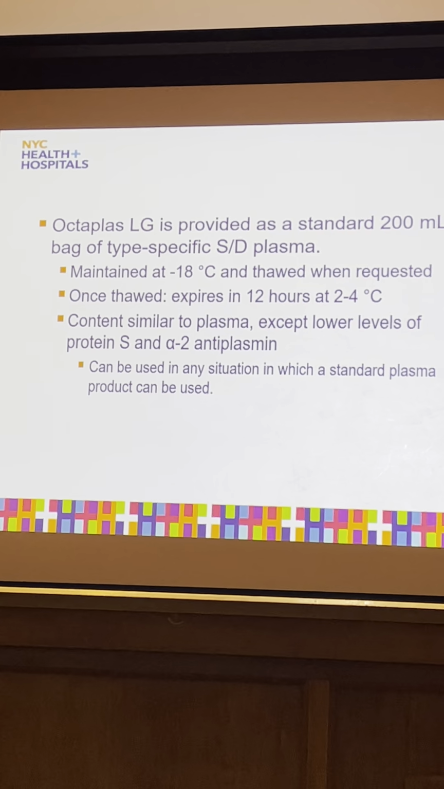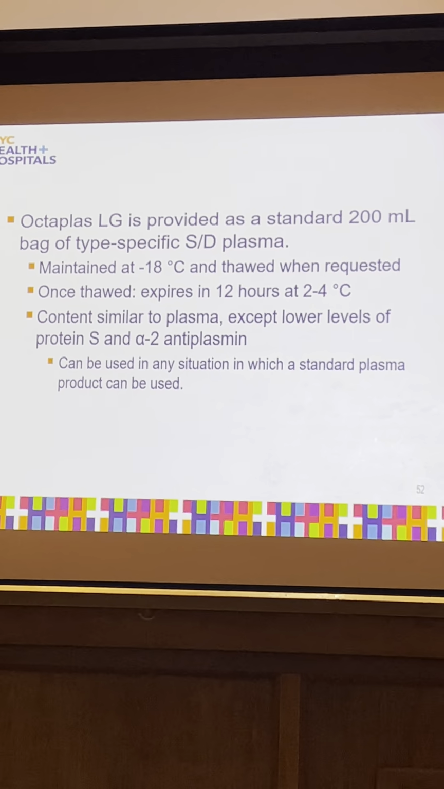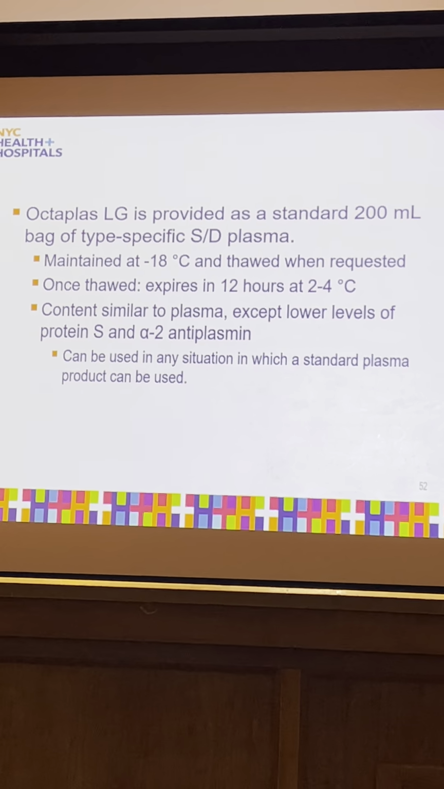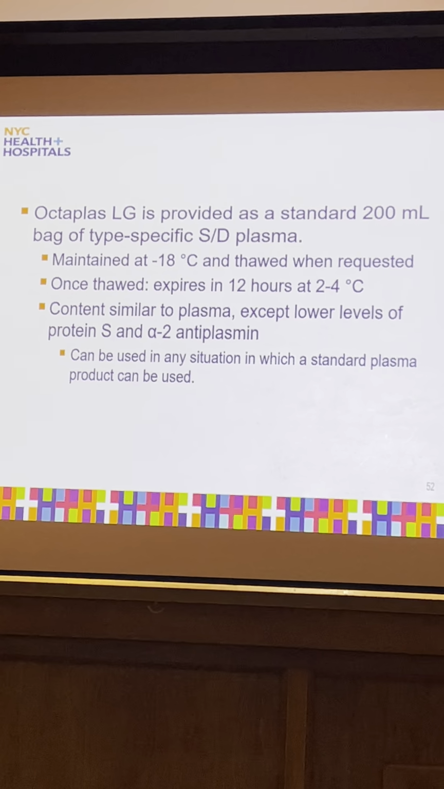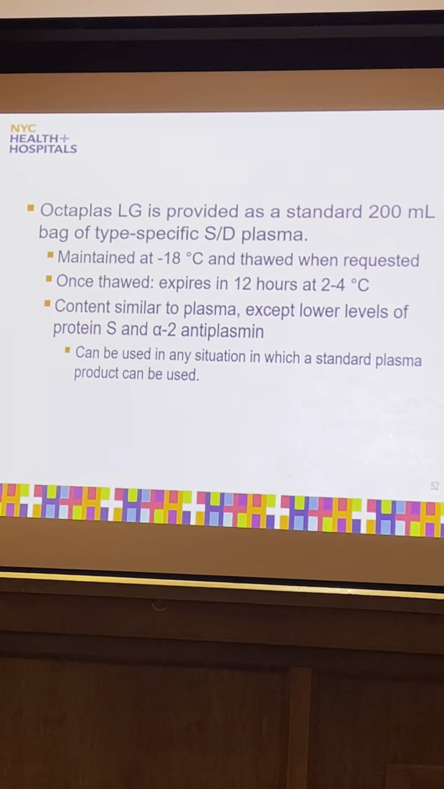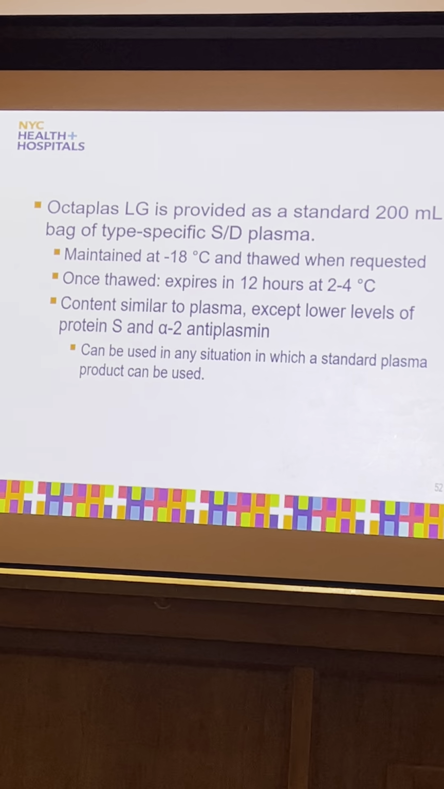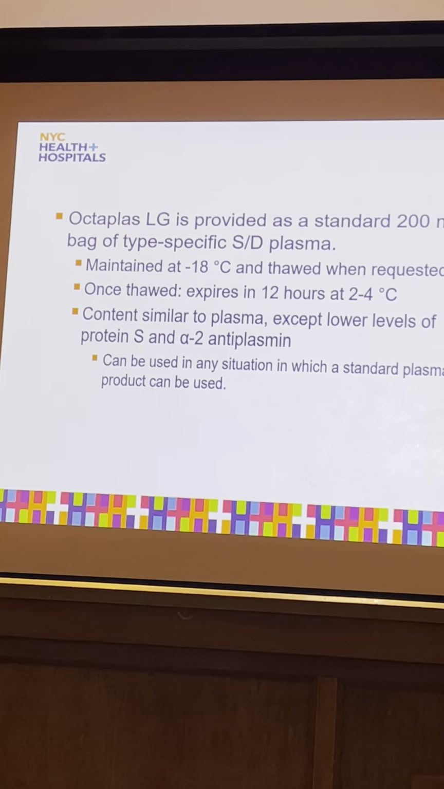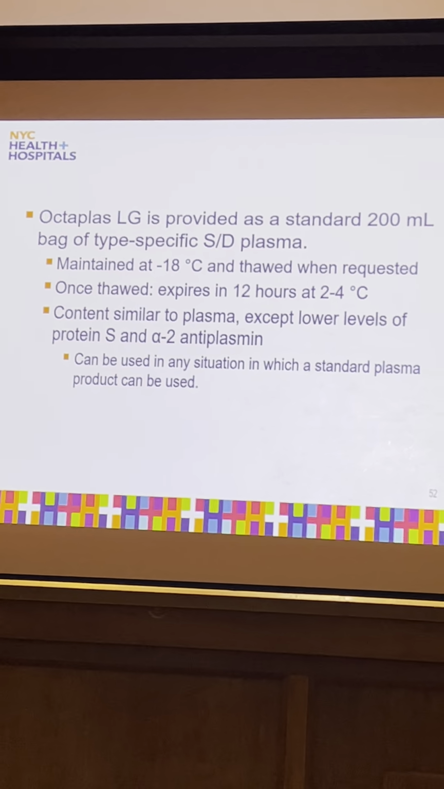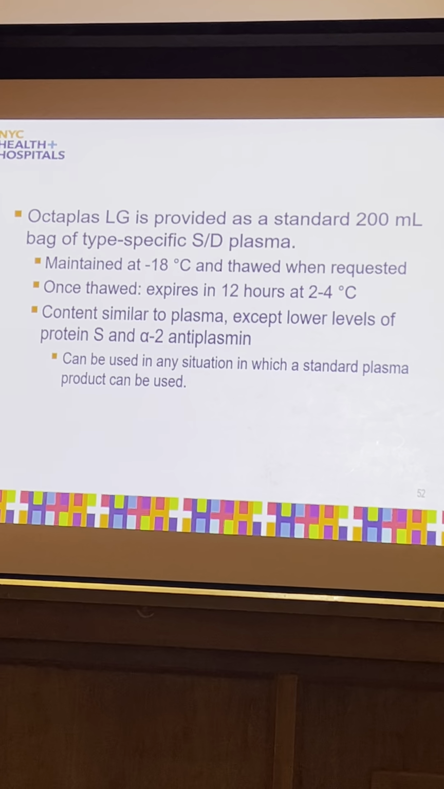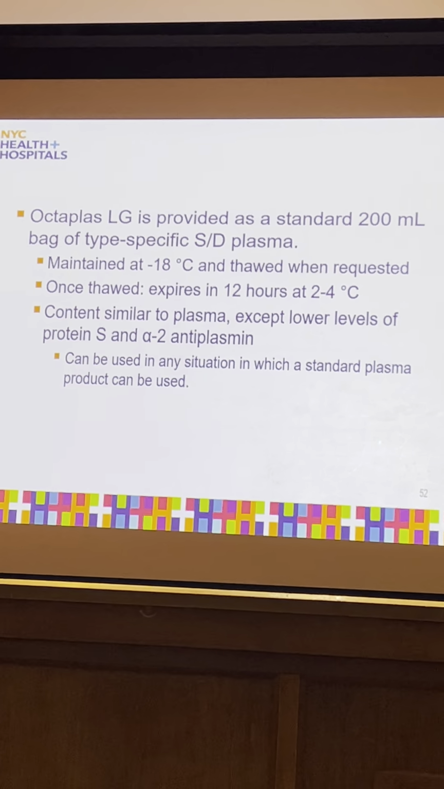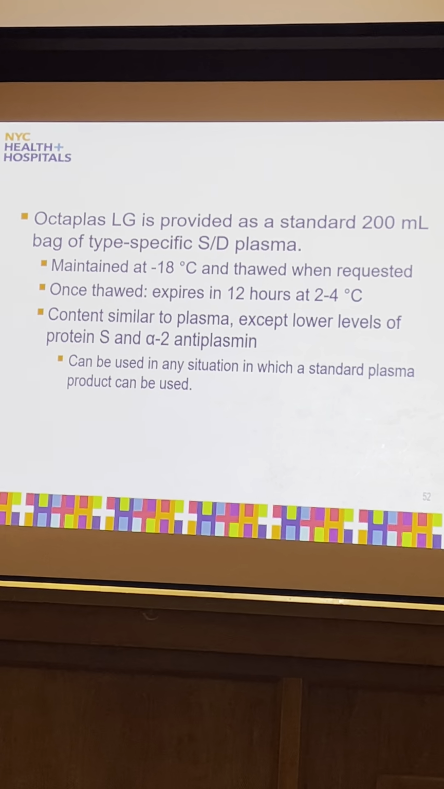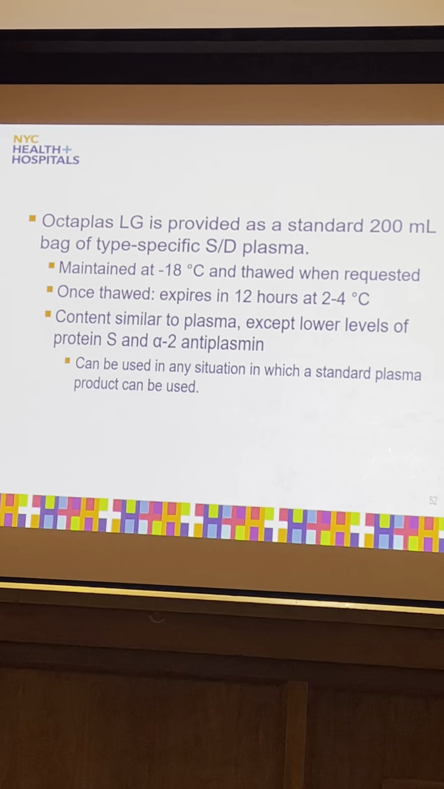However, it does have lower levels of protein S and alpha-2 antiplasmin. However, I'm not really convinced. I want to just introduce you to the product, but you're not going to see it at Queens anytime soon. I guess you could say there was a small wave about 10 years ago because, since it's pooled, they reported lower incidences of TRALI, right? TRALI, the pathogenesis is donor antibodies reacting in the pulmonary capillary bed in patients, causing an exudate.